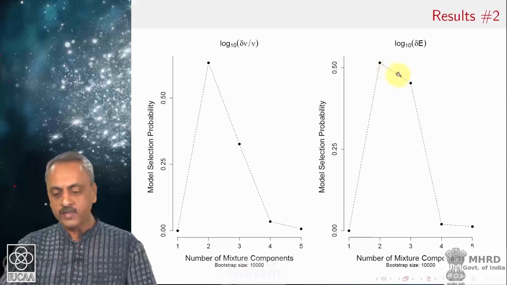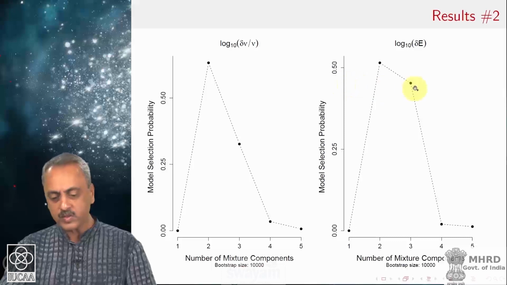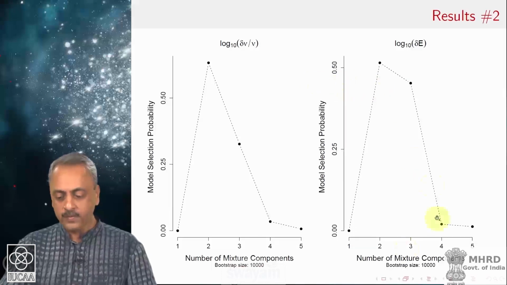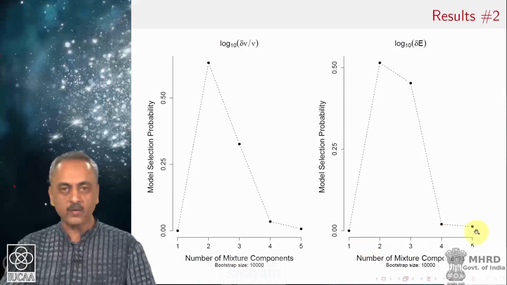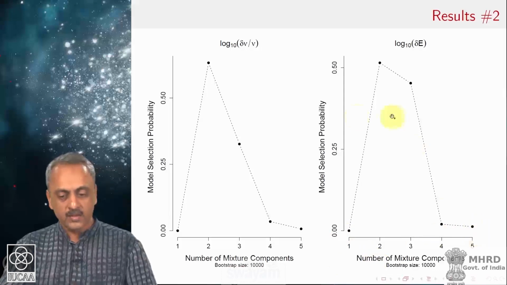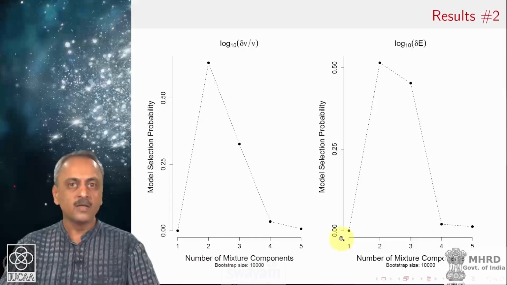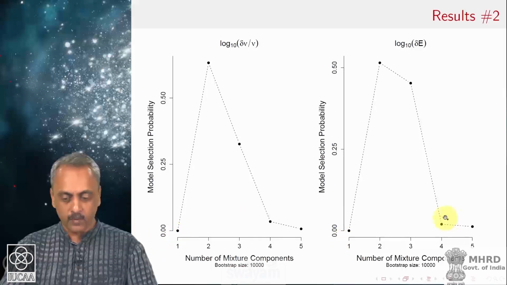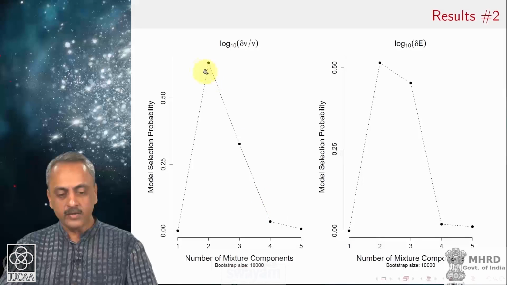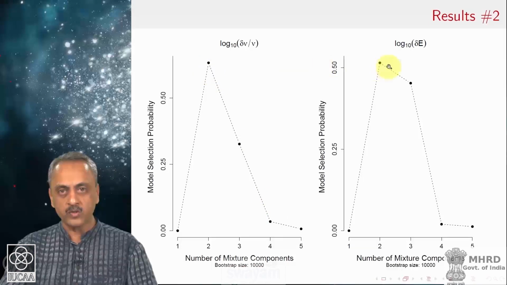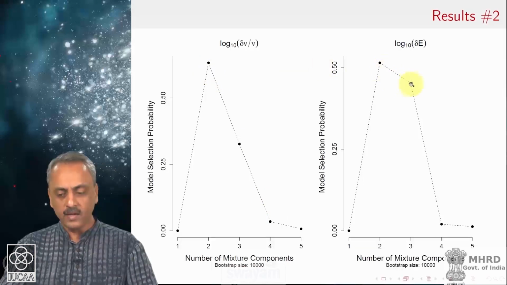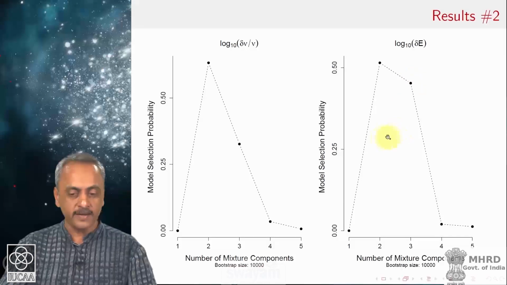Model selection probabilities for 2 and 3 are sort of close, not exactly close, but sort of close, but 1, 4 and 5 are quite close to 0. So, this is again an indication that one Gaussian component is certainly not a viable model for the data for both the quantities, and 2 seems to be the most likely possibility, maybe 3 is also a possibility.